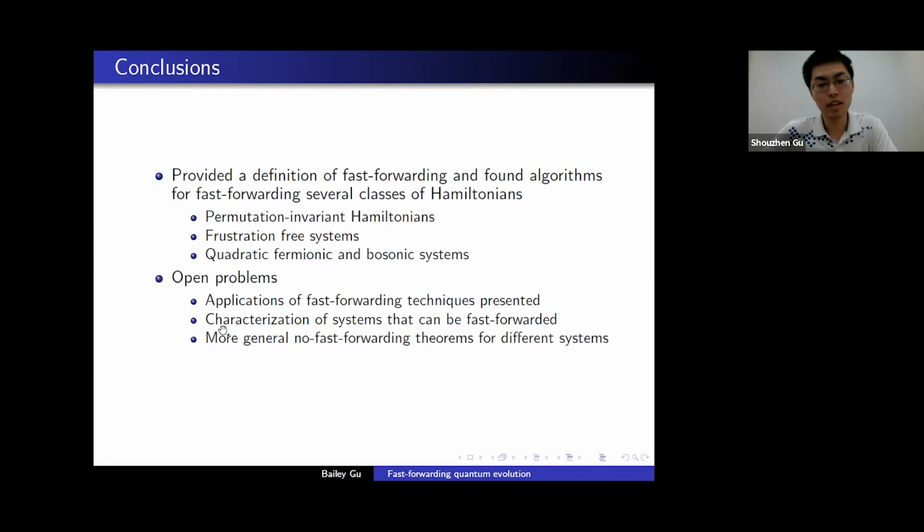Another direction that would be interesting is to see if we can characterize systems that can be fast forwarded. There is the characterization in terms of efficient energy measurements, but I'm talking about if someone just handed you a Hamiltonian, would you be able to tell if that Hamiltonian could be fast forwarded, if there was some easy way to check. I'm not sure this is an easy problem, but it certainly would be interesting to know. And finally, we can also find more general no fast forwarding theorems for different classes of Hamiltonians.